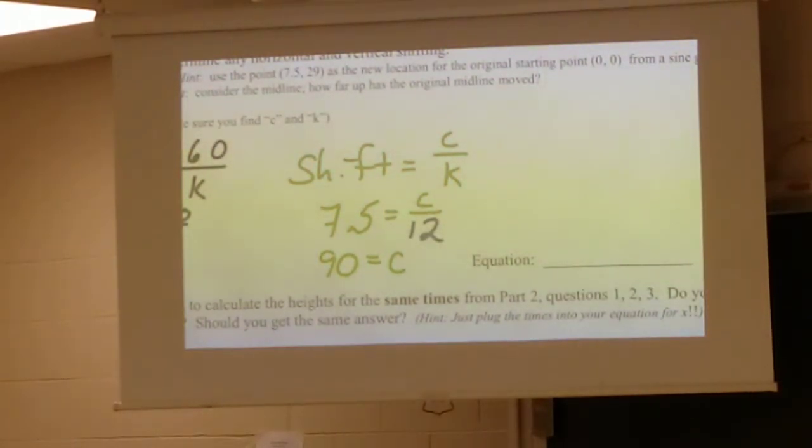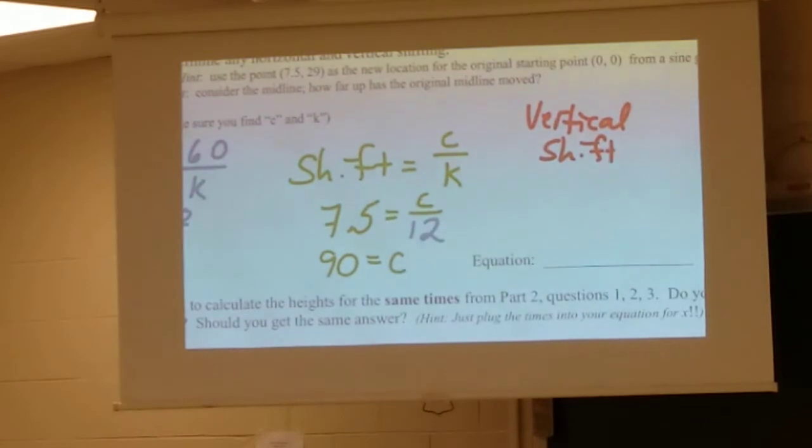So the shift, it was that point. And specifically, it was 7.5. Now, there's one more shift going on here, isn't there? There's a vertical shift. And the vertical shift, well, that is the midline.